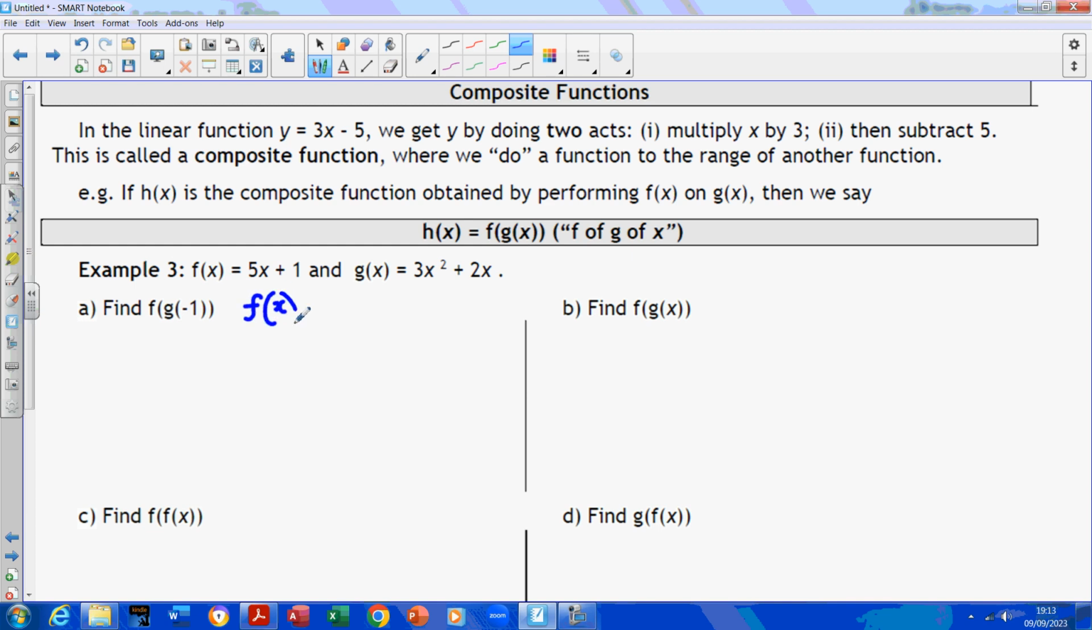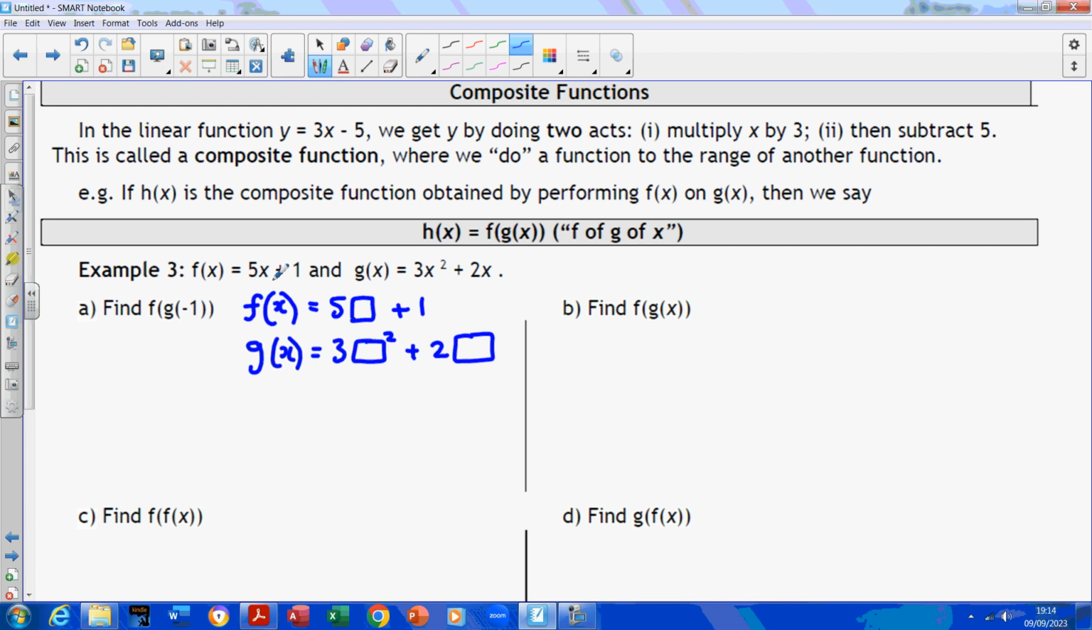Now, we can think about what does function f do to the thing in the bracket. So x is in the bracket. It does 5 times the thing in the bracket and it adds on 1. What does this function g(x) do? g(x) does 3 times the thing in the bracket all squared plus 2 times the thing in the bracket. And you can put them into a wee box and it lets you see what those functions are doing. And it means when you've got more complicated things, you're just sticking a formula into those boxes.